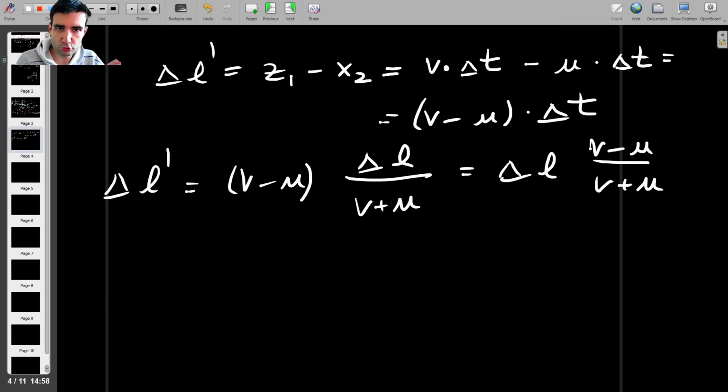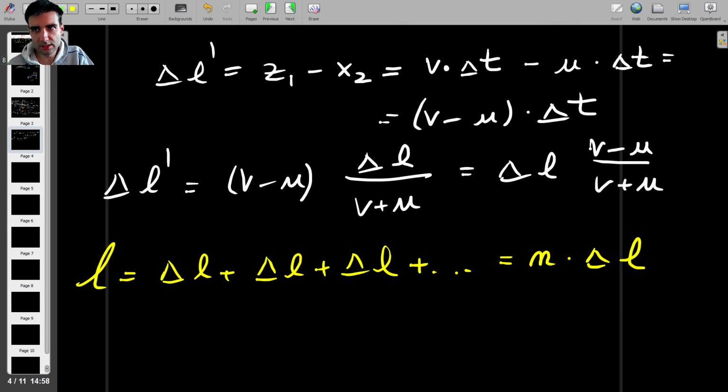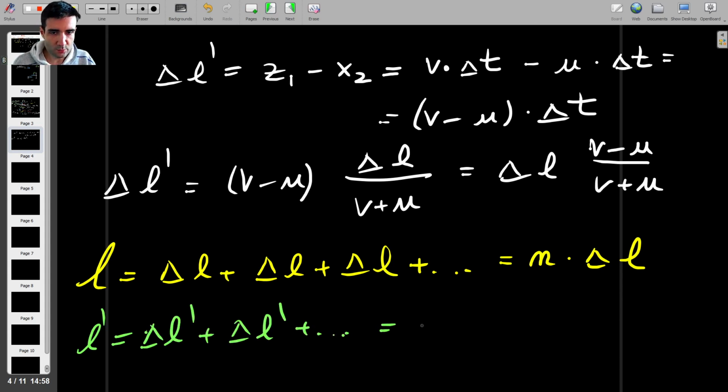Now this is just for two athletes. But if you think about it, the same thing applies no matter how many athletes you have, because the total length of the line is just the sum of all those equal delta L's, which is n times delta L if there are n athletes. The final length is delta L prime plus delta L prime and so on, which is the same number of athletes times the new length in between them, delta L prime.